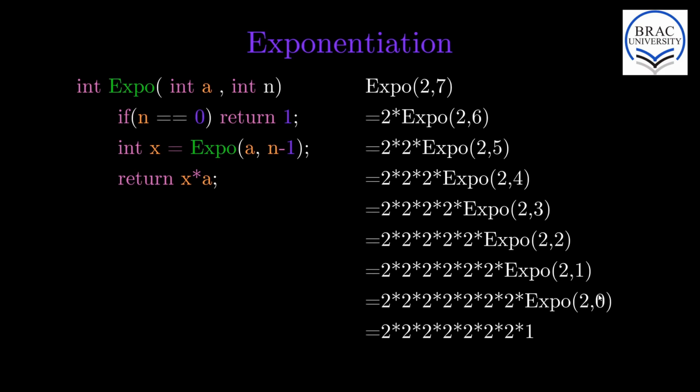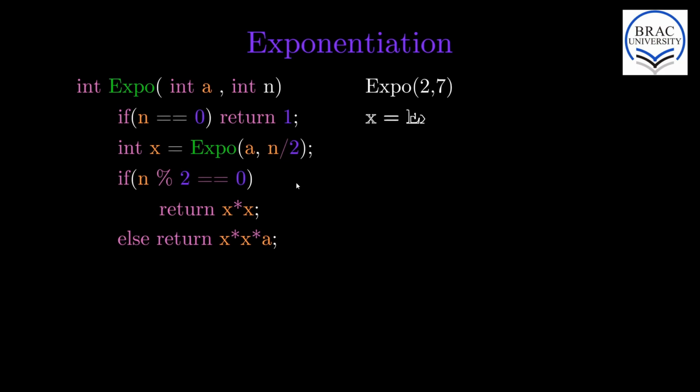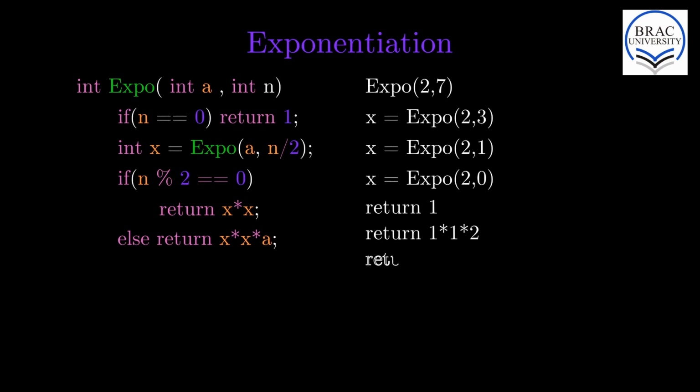So the linear approach takes linear time. We want to calculate a to the power n, and to calculate that we need n steps. But if we use this approach to calculate a to the power n, we just need a to the power half n. Then if the number is even, we square it. Otherwise, we square it, then multiply by an additional a. So to calculate a to the power 7, we need just 4 steps.